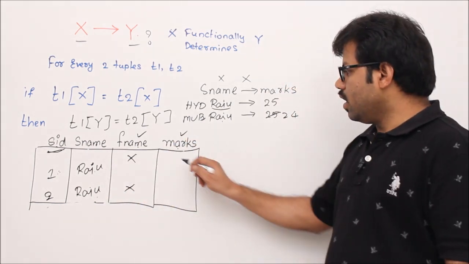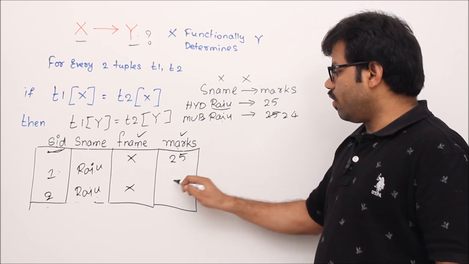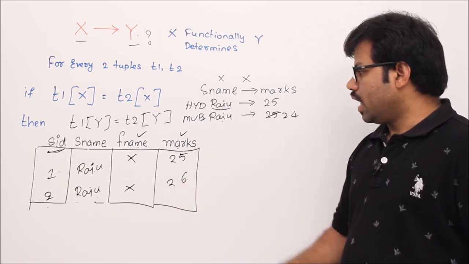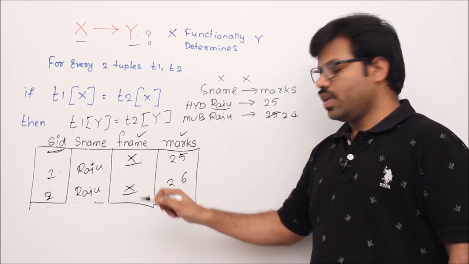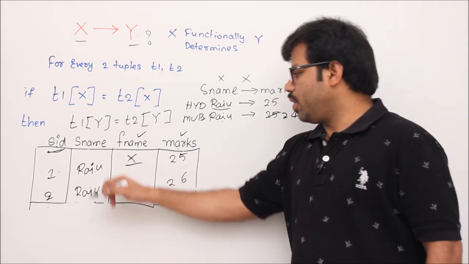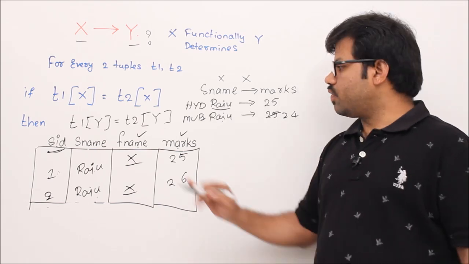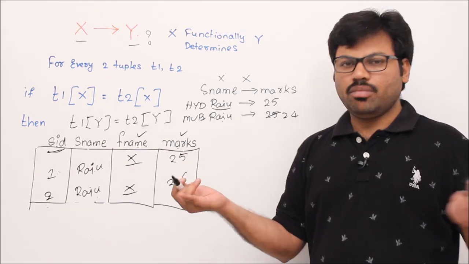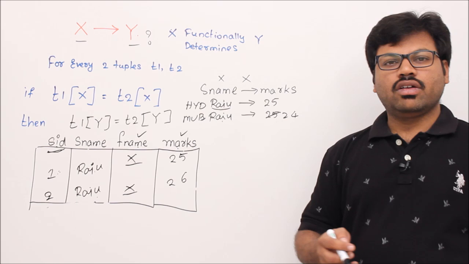In this situation, marks can be different, like 25, 26. Now father names are the same, but it doesn't mean that the person is the same. If there are two different people, they can have different marks. That's why father name cannot determine marks. This is an example. Okay.